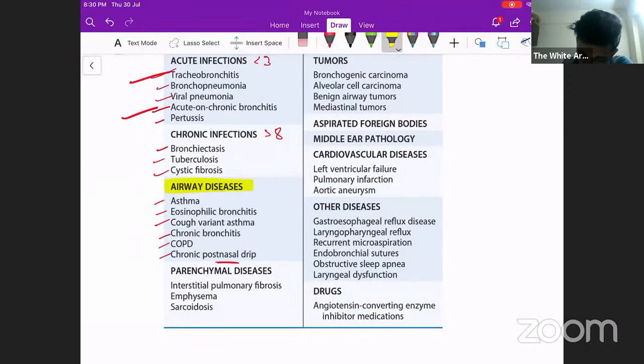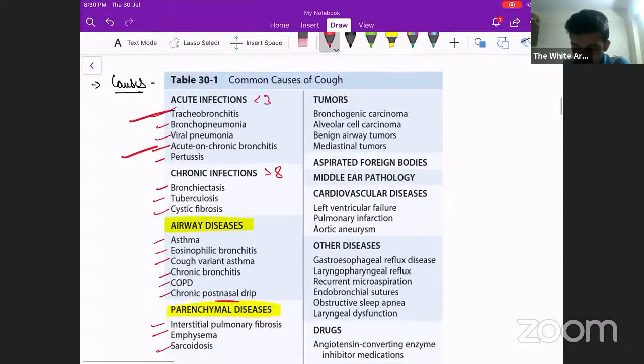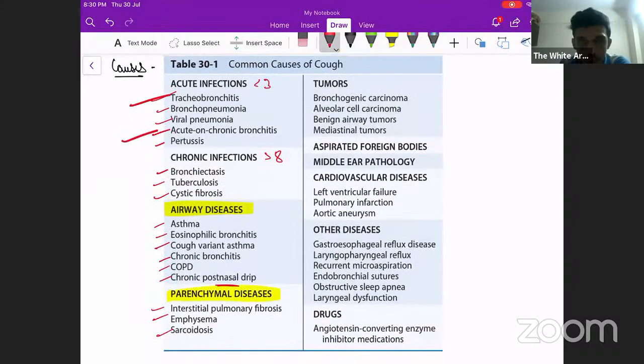Next, coming to the parenchymal disease, proper parenchymal disease. This could be because of fibrosis, or emphysema, or sarcoidosis. Next, coming to tumors, malignancy: bronchogenic carcinoma, alveolar cell carcinoma, benign airway tumors, mediastinal tumors, like that. Finally, foreign bodies. Foreign body comes with abrupt onset of cough. So you will have the history of swallowing the foreign body or secondary to aspiration. Next is the middle ear pathology, already discussed.